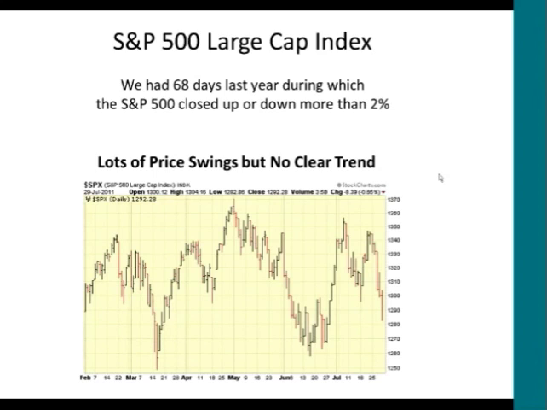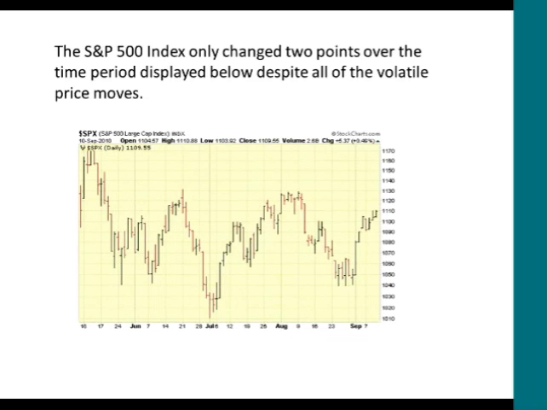Last year we had 68 days during which the S&P closed either up or down more than 2%. So I mean that's a lot of price volatility. And the S&P last year actually finished unchanged for the year. It opened the year in 2011 at 1257 and closed the year at 1257. So it was definitely no trend last year, and yet we had 68 days where the index either closed up or down more than 2%. So a lot of volatility, not much trending in these markets.